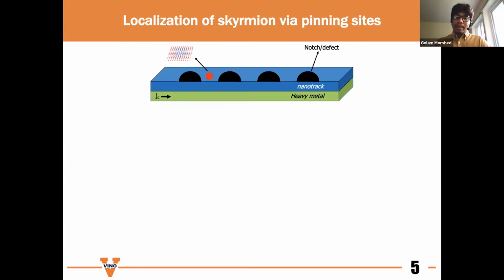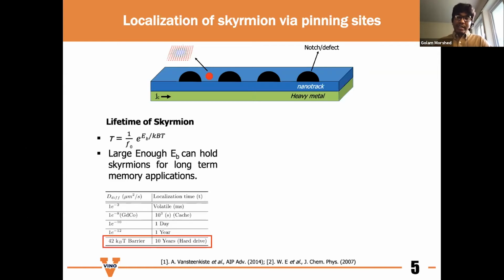So one of the approaches to avoid such undesirable motion of the skyrmion is to create a defect or notch in the racetrack that can hold the skyrmion locally. In this figure, the black semicircular regions are basically the defect, which may have a different material parameter than the rest of the track region, or a notch, which is basically missing material from that particular part of the racetrack.